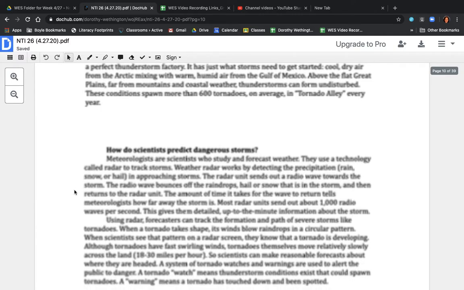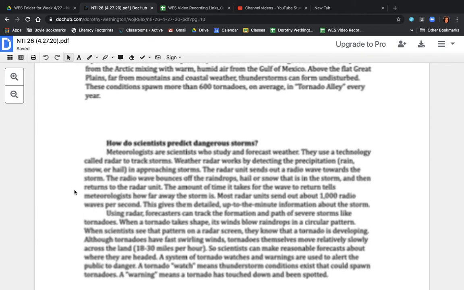How do scientists predict dangerous storms? Meteorologists are scientists who study and forecast weather. They use a technology called radar to track storms. Weather radar works by detecting the precipitation, which is rain, snow, or hail, in approaching storms.